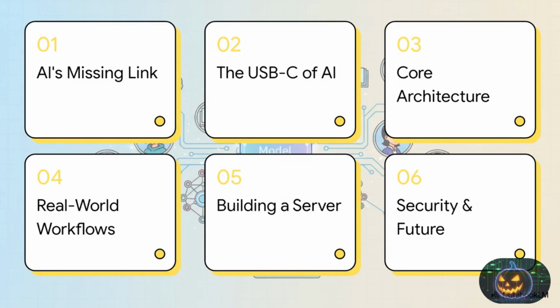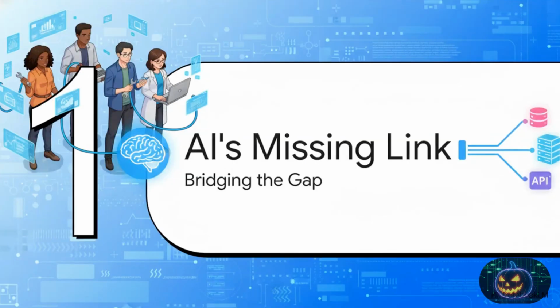Okay, let's take a quick look at our syllabus for today. We'll be covering AI's missing link, the USB-C analogy, the core architecture, real-world workflows, building a Python server, and finally, security and the future. Let's get into it. Section 1, AI's missing link, bridging the gap.